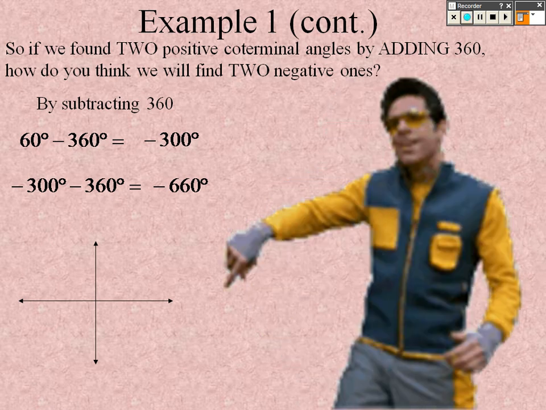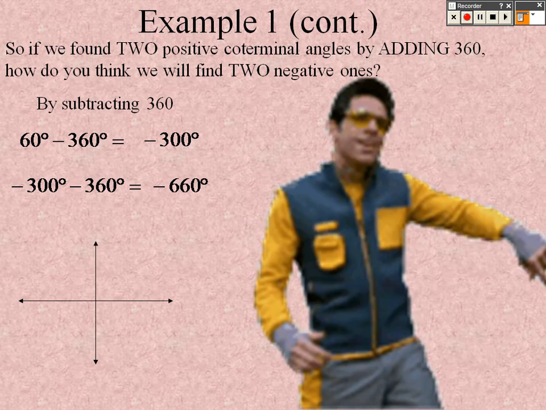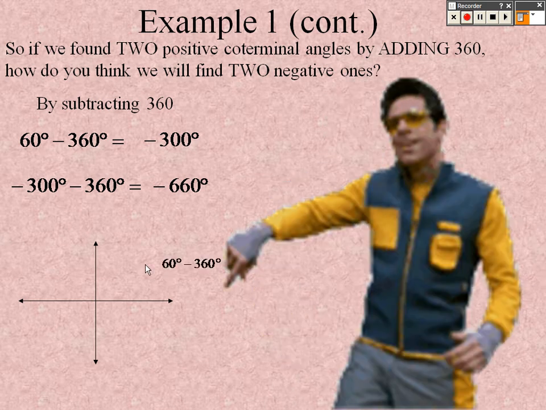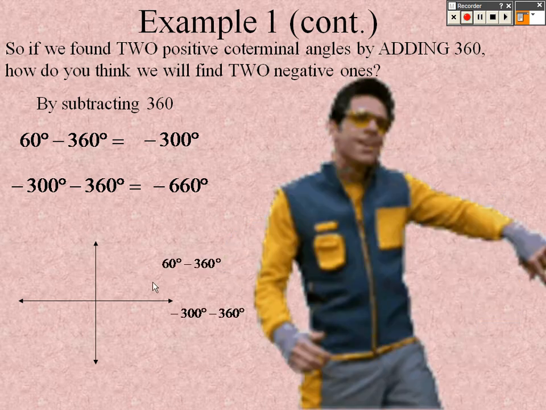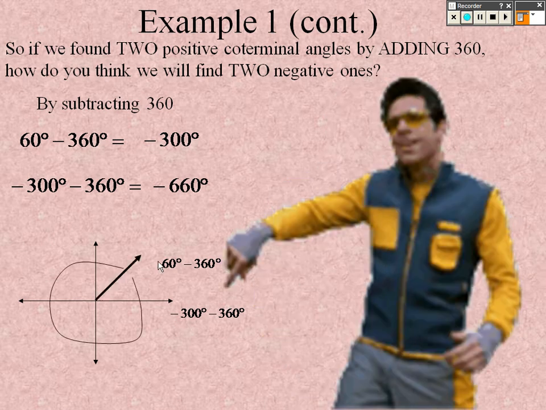And those are your two negative coterminal angles. So here's 60 degrees. If we went around, we would end up getting negative 300, and then if we went around again, we'd end up with negative 660 degrees.